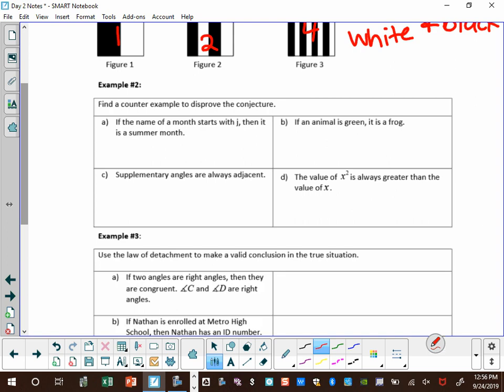If the name of a month starts with J, then it must be a summer month. Is that true or is it false? It is false. Jackie, why is it false? It could be January. So that would be false. A counterexample proves the conjecture is false.